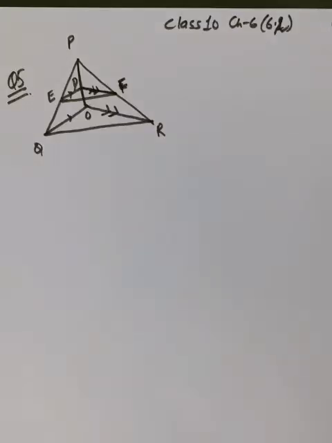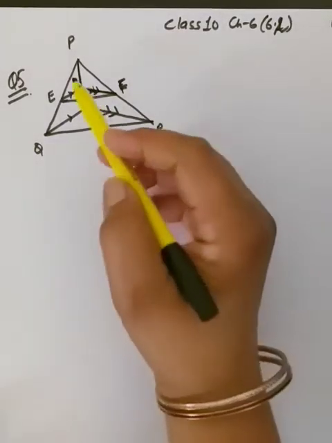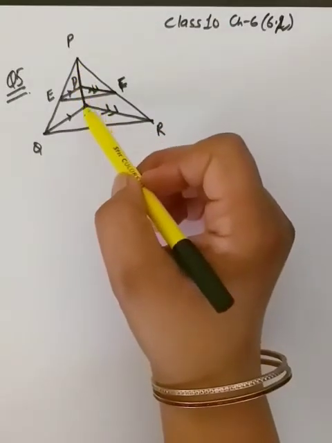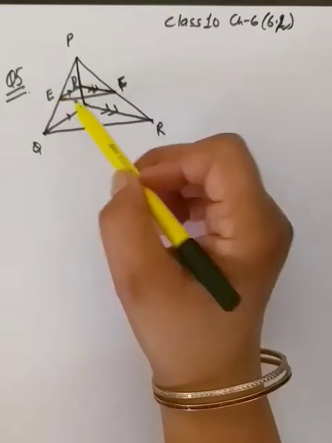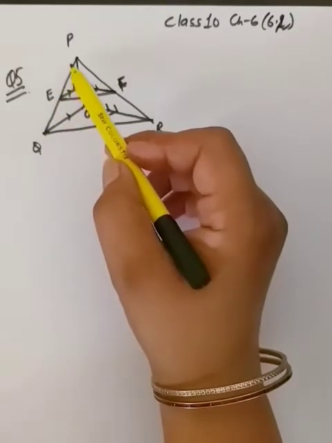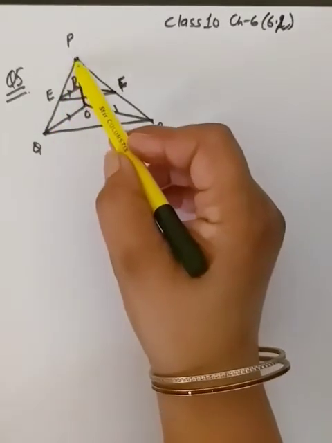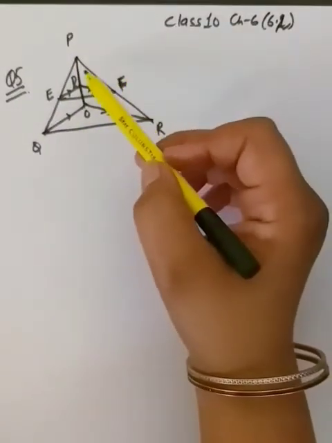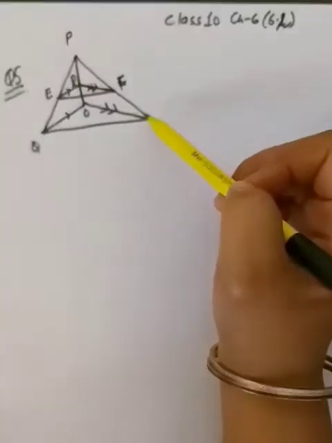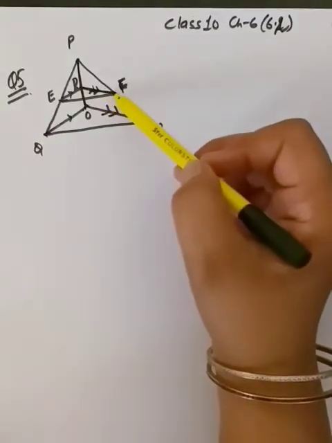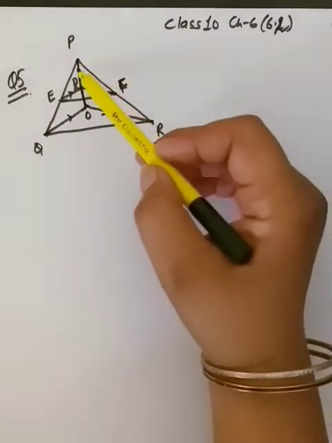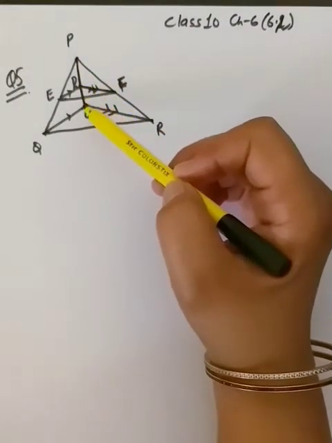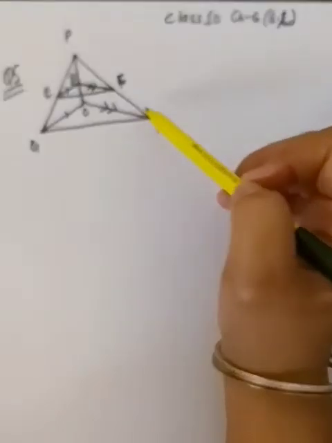Let us draw the figure first of all. Let us start. In the figure, students, you can see that in triangle OPQ, DE and OQ are parallel. So we can apply BPT. So PE by EQ will be equal to PD by DO. Similarly, in triangle POR, OR is parallel to DF. So we can apply BPT. Again we will get PD by DO is equal to PF by FR.